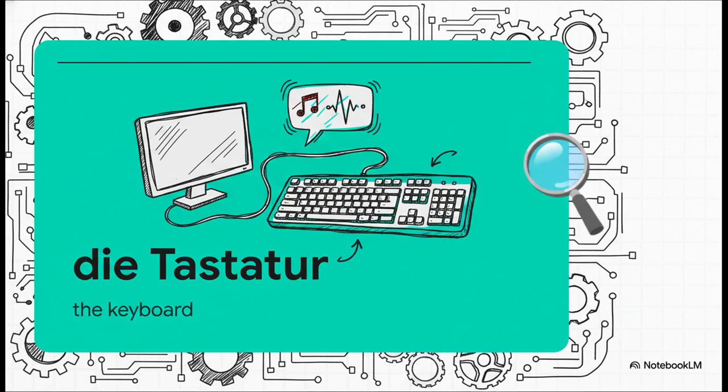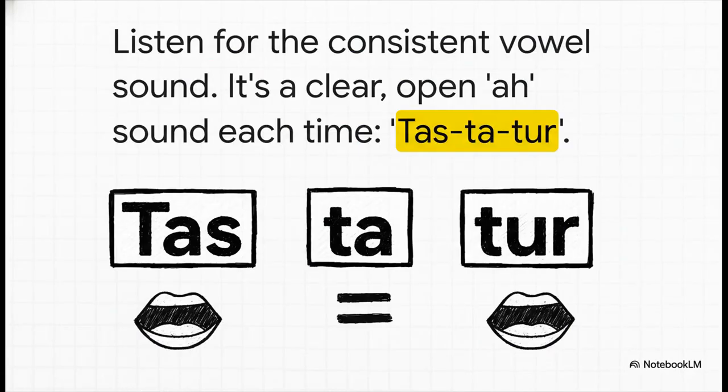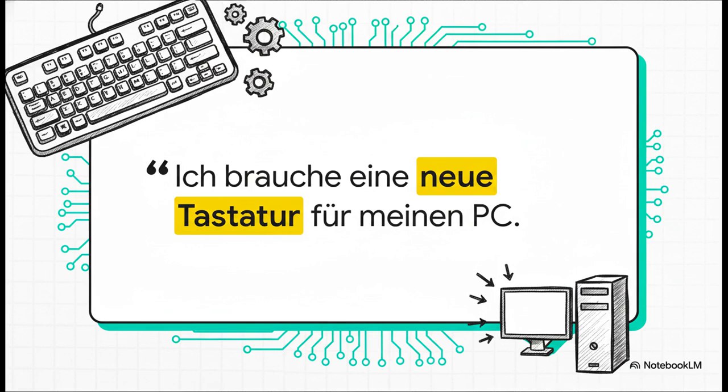All right, next up, another piece of essential hardware. For the keyboard, you're going to say die Tastatur. Now the trick here is that vowel sound. You hear how it's a nice open ah sound in both spots? Tastatur. Let's say it together now. Die Tastatur. Okay, your turn. And here's a phrase you might actually need someday. If you spill coffee on yours, you can say, Ich brauche eine neue Tastatur für meinen PC.